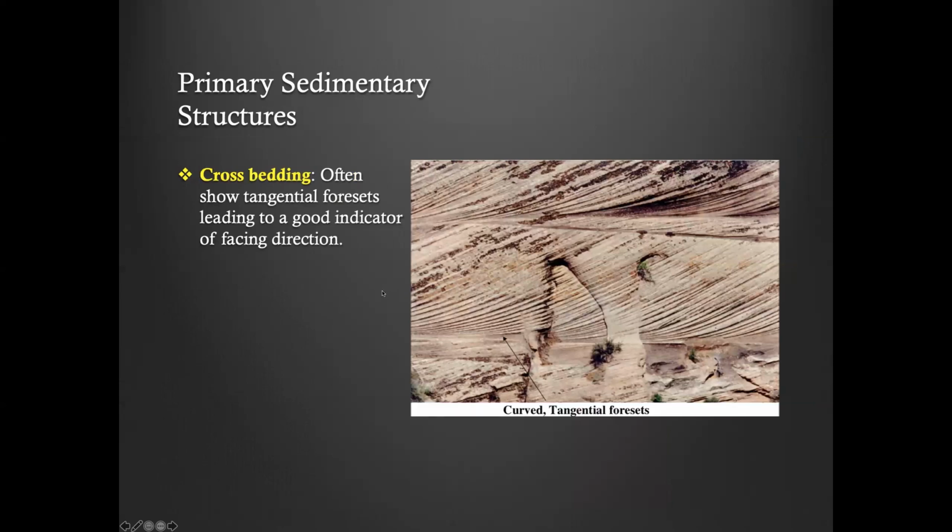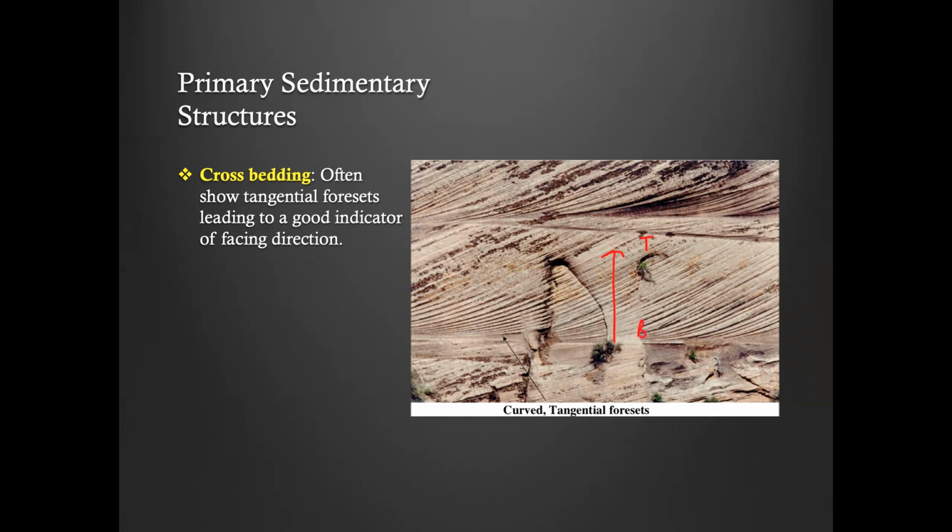And this is an example here. In this case, the flow is from right to left, and what we see are tangential foreset. So a tangential foreset is this curved part of the dune as it comes down to the base. So if we see the curved part, we see that tangential curve, that foreset, that's always going to be the bottom. So again, I'll get my pen. We know that this is the bottom, this is the top. So this is the top of the bed, this is the bottom of the bed.